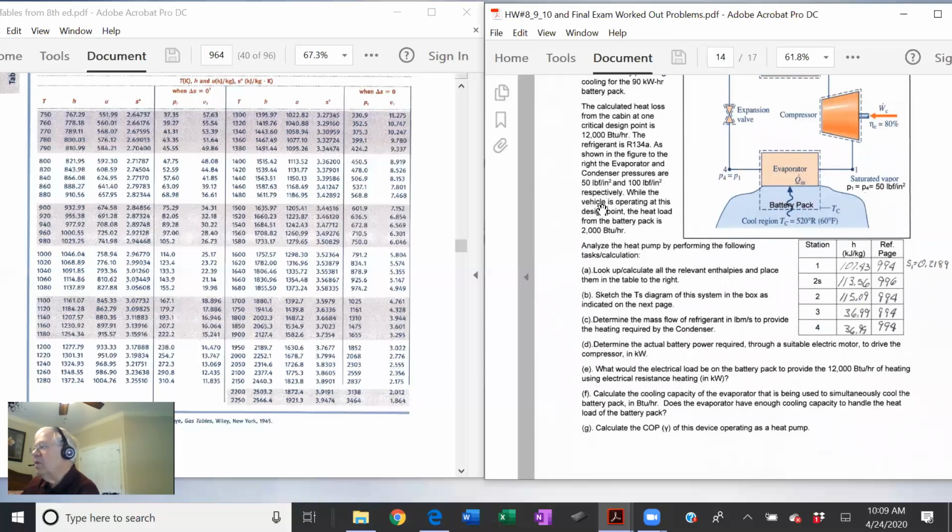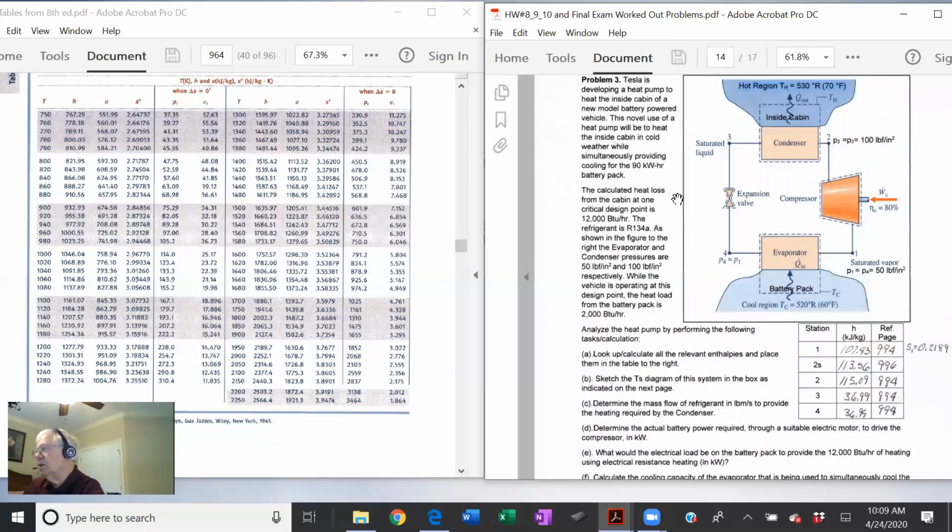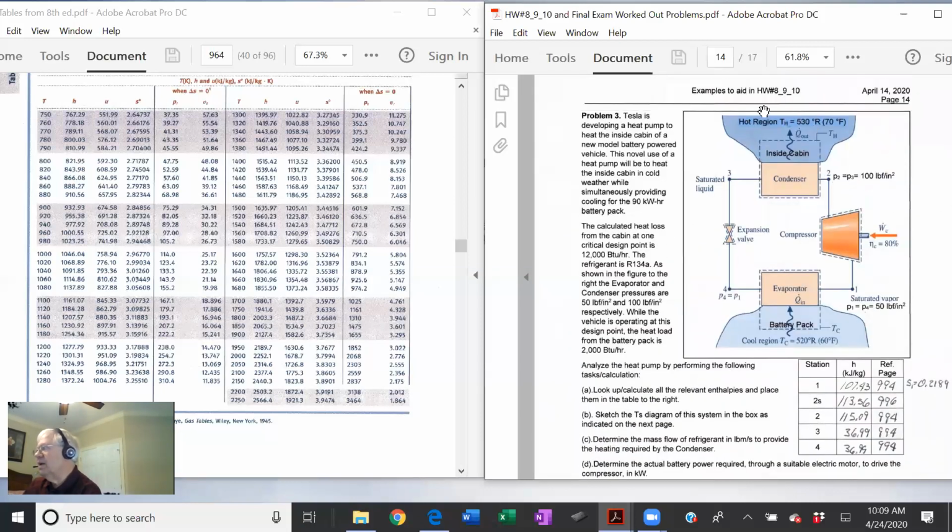Now, while the vehicle is operating at this design point, the heat load from the battery pack is 2,000 BTUs per hour. So what you're trying to leverage here is that you need to design it to heat the cabin because you want to keep your passengers comfortable. So you need the 1,200 BTU. You need a maximum capacity of 1,200 BTUs per hour.